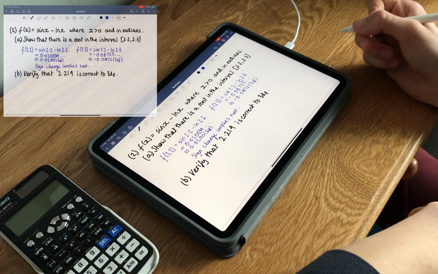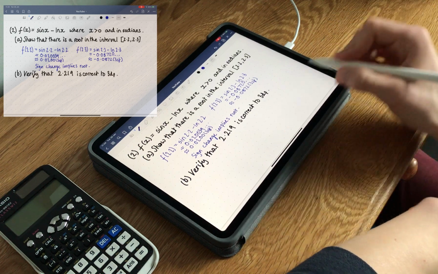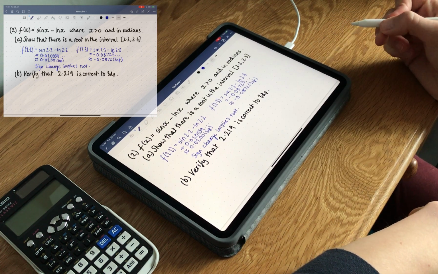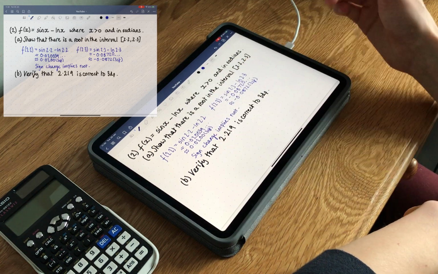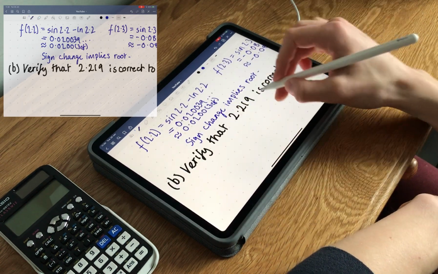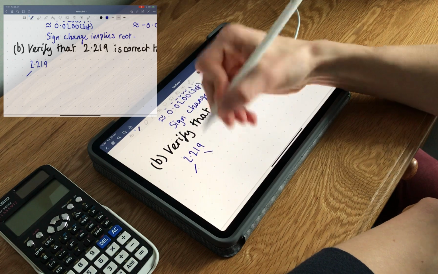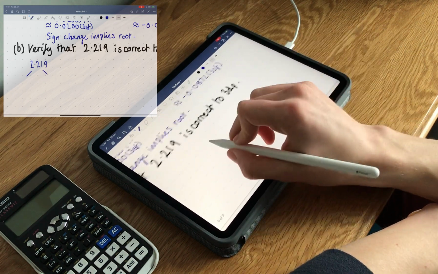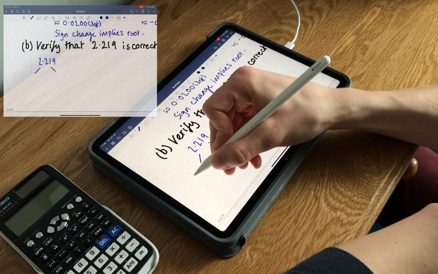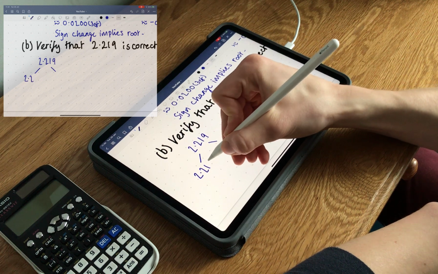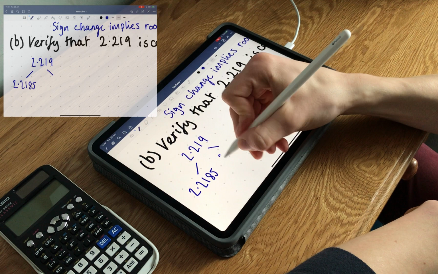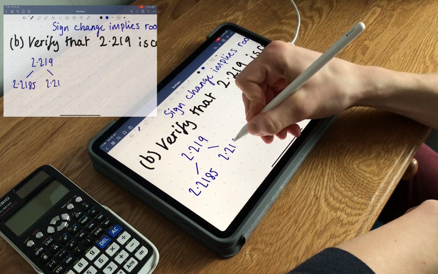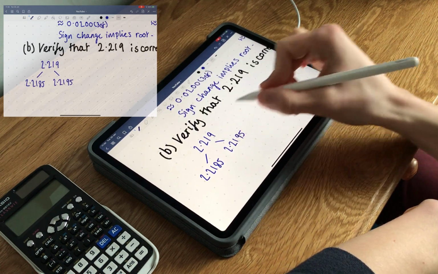And then the second half of the question, it says verify that 2.219 is correct to 3 decimal places. Now, that's essentially a roundabout way of doing exactly what we've done here at the top. So what we want to do is take 2.219 here and find out what its upper and lower bounds are, because it's correct to 3 decimal places. So we can go 2.2185, because that will round up to 2.219, and the upper bound is 2.2195, because anything less than that will round down to 2.219.